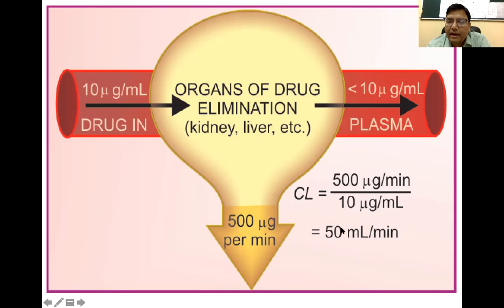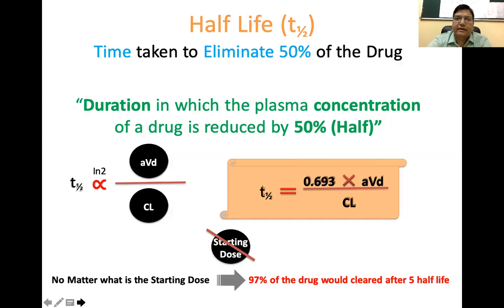So 50 ml of the plasma is being cleared of the drug. 50 ml of plasma is cleared of drug each minute. So then coming to the very important concept, that is half life. So what is half life?